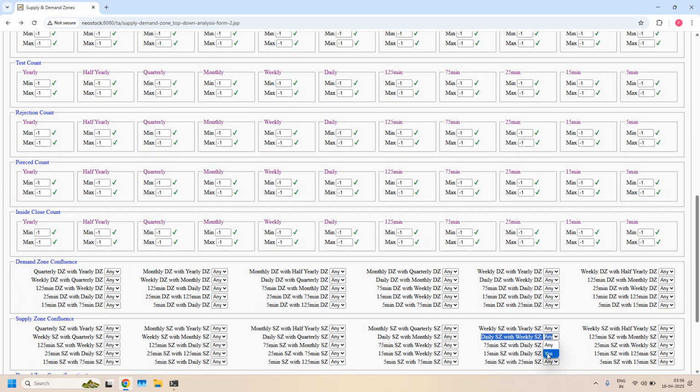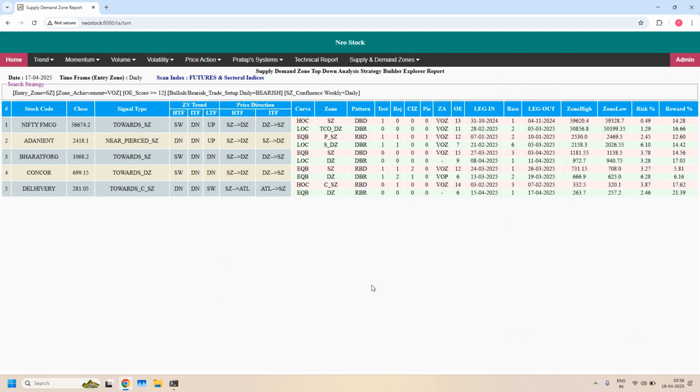So I enable the filter. With this filter, we got 5 stocks. In all these 5 stocks, the daily supply zones are overlapped with weekly supply zone. And also the weekly trend, ITF trend, is a downtrend in all the stocks. So if the weekly supply zone has weekly EMA confluence, then those stocks might have an even higher probability to get success. Let's verify.